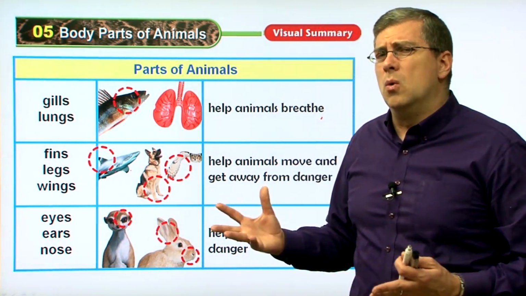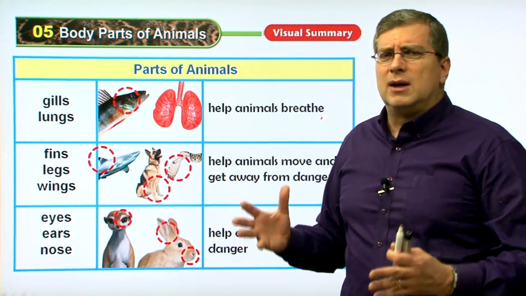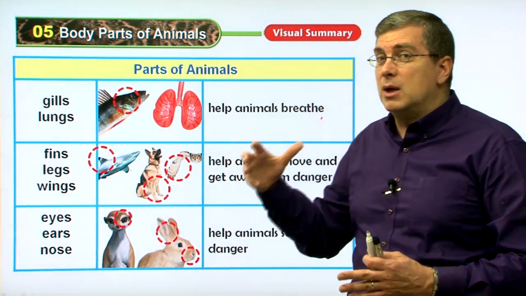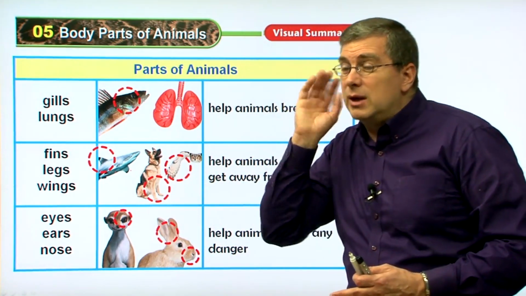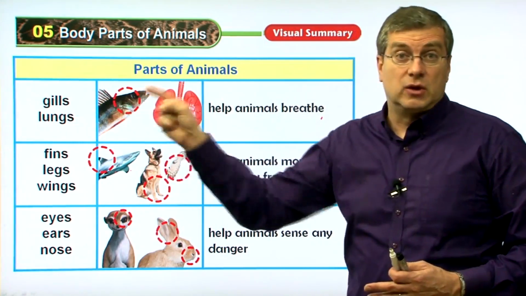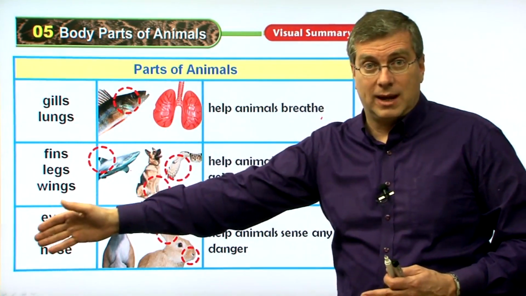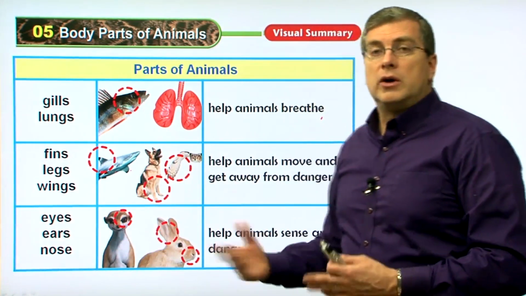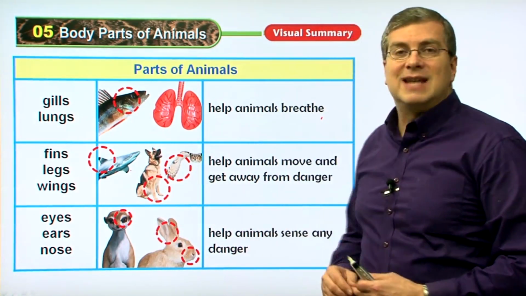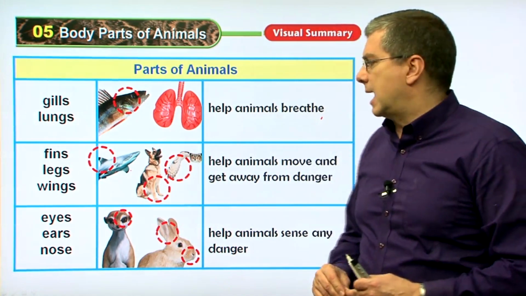Sense means know, right? If a rabbit is in the woods and a wolf is coming along, maybe that rabbit will hear it or smell it, maybe see it, and it will know there's a wolf nearby, I have to run away. Of course, these body parts also help animals find food, but in the chart it says sense any danger, and that's what we're looking at here.